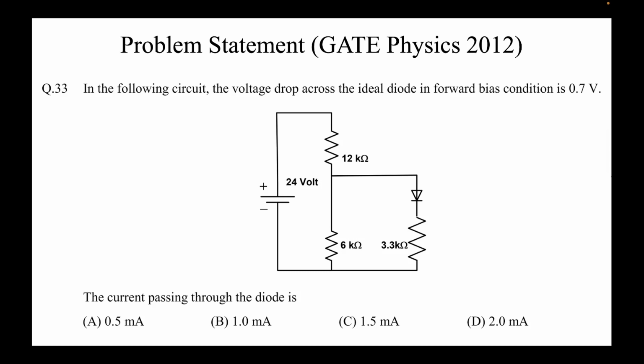The problem statement has been taken from the GATE Physics 2012 paper, and it reads as follows. In the following circuit, the voltage drop across the ideal diode in forward bias condition is 0.7 volts. The current passing through the diode is 0.5 milliamps, 1 milliamp, 1.5 milliamps or 2 milliamps. This is a multiple choice question and we need to choose one correct answer.